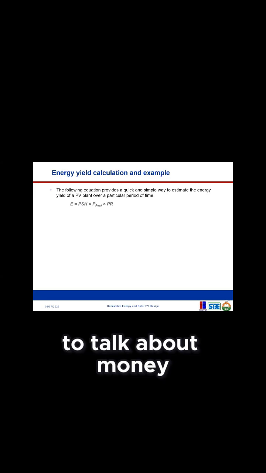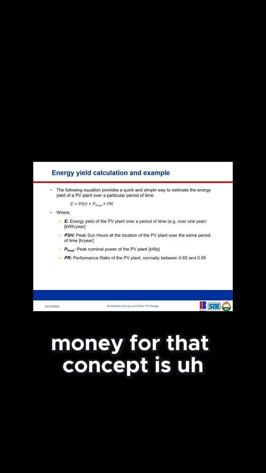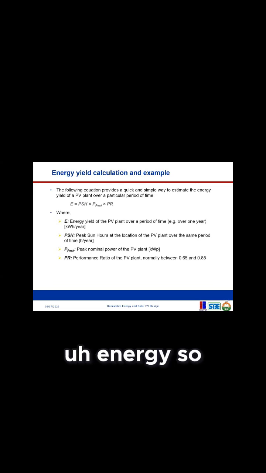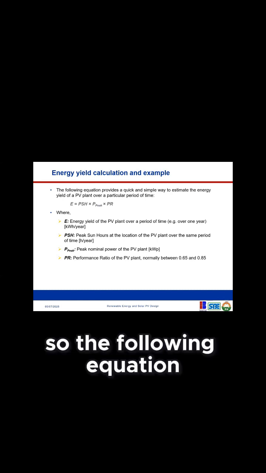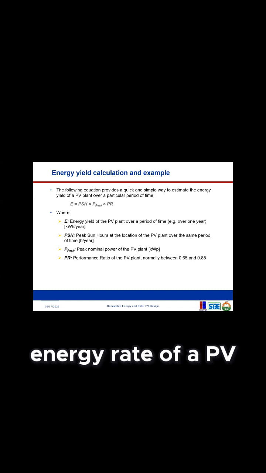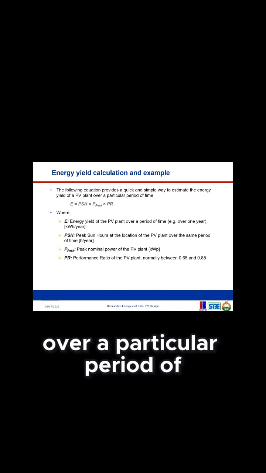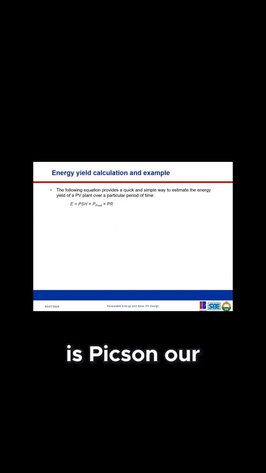We want to talk about one important concept that I think we'll be writing up shortly. One important concept is energy. So we'll talk about peak sun hour. The following equation provides a quick and simple way to estimate the energy yield of a PV plant over a particular period of time. Now, one important concept I would like us to talk about is peak sun hour.